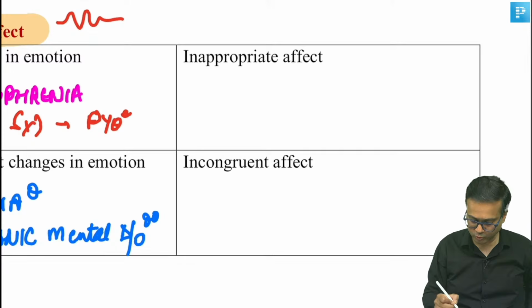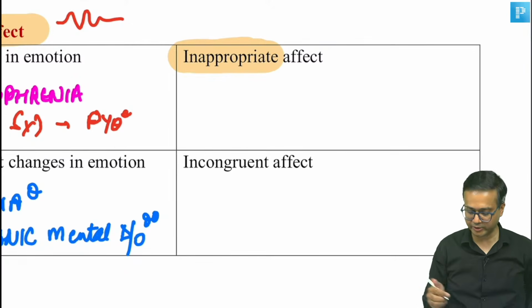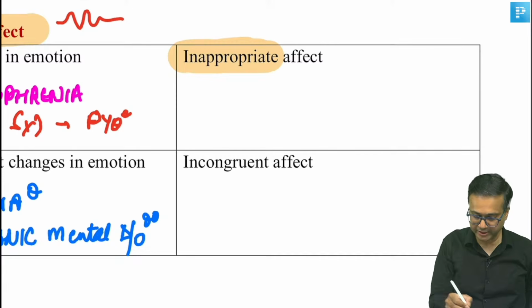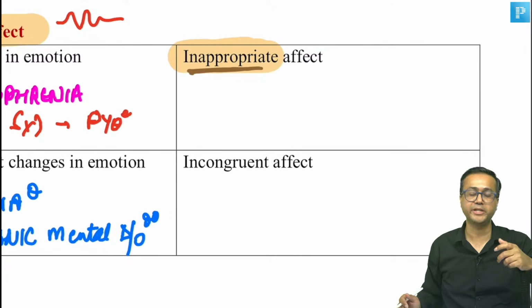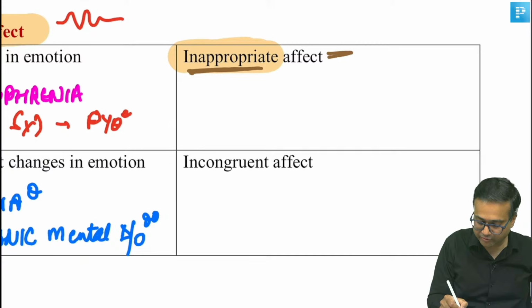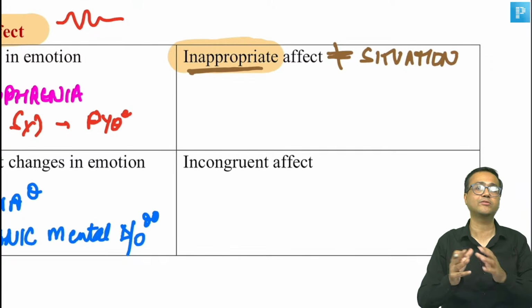Let's discuss two more abnormalities. One is inappropriate affect. Very good. Can you tell me, beta, what is inappropriate affect? As the name suggests, the affect is not appropriate, or you can say the affect is not matching with the situation. So affect is not appropriate with the situation.